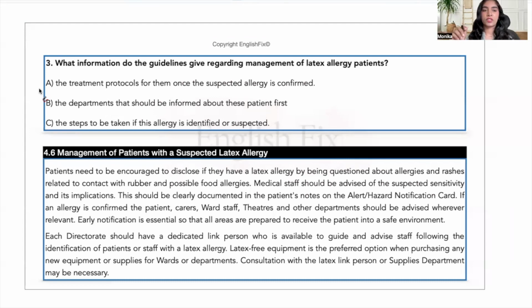All right, so the question says that we have some guidelines here, and these guidelines give information regarding management of latex allergy patients. So there's a particular kind of allergy that's called latex allergy. And about these patients, how do you manage them? What information do we have about this in the paragraph is what the question wants to know. There are no particular trick words which I can see here. And the heading of the paragraph also says management of patients with a suspected latex allergy. So the word suspected actually means that the allergy is not yet confirmed. We think that this may be an allergy, but this is not yet confirmed.